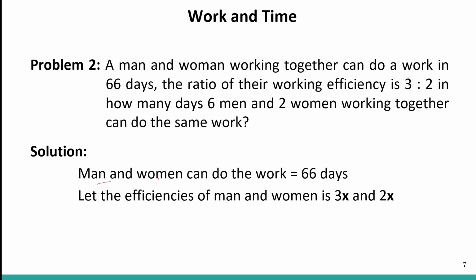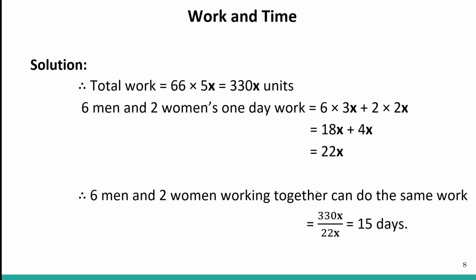So let's see. Man and woman can do the work in 66 days. So let their efficiencies, of man and woman, be 3x and 2x. Okay, we can assume this. Total work will be what? 66 into 5x is equal to 330x units.